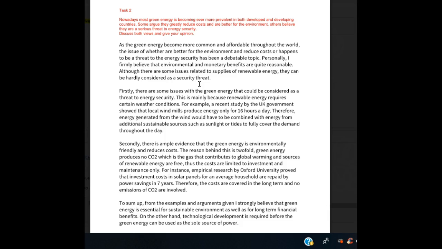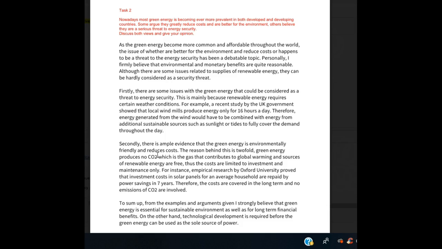Moving on. Secondly, there is ample evidence that green energy is environmentally friendly and reduces costs. The reason behind this is twofold. Green energy produces no carbon dioxide. Do write the word out if you can, okay? Which is the gas that contributes to global warming, and sources of renewable energy are free, thus the costs are limited to investment and maintenance only.